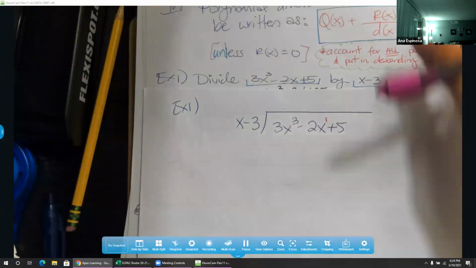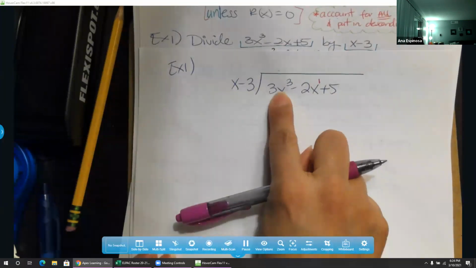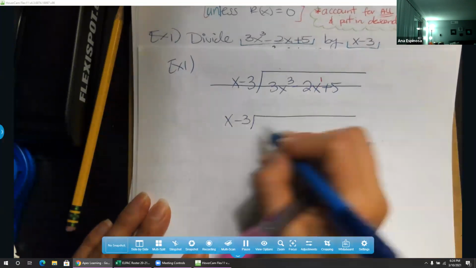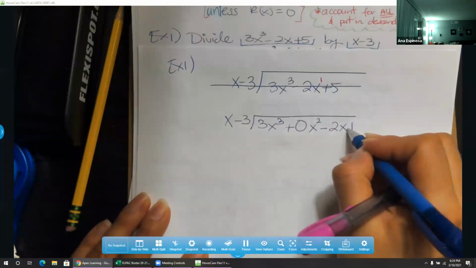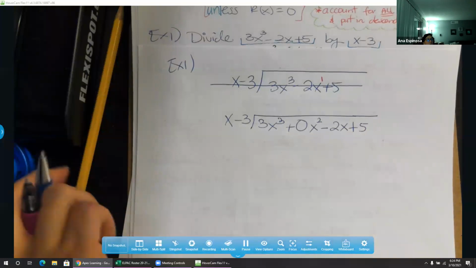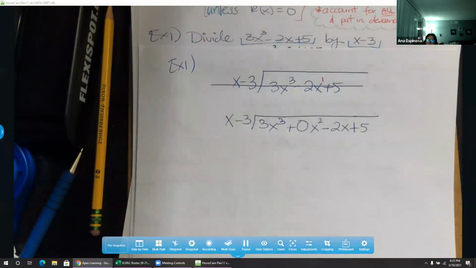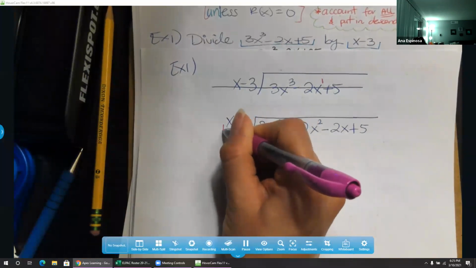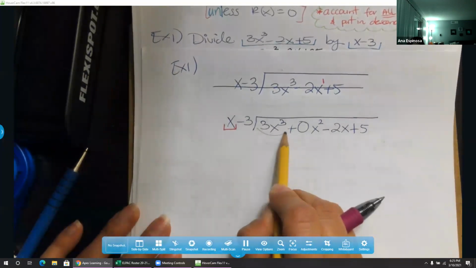So what I like to do, just because it's much easier for me to not make a mistake, is to fill in the actual piece that I'm missing. So I'm going to rewrite it again. X minus 3, 3x cubed plus 0x squared minus 2x plus 5. Okay, so now I can account for all the powers. 3, 2, 1, 0. And now when I do my division, it's less likely for me to mess up, okay? So what we want to do is we always want to look at the very first term.